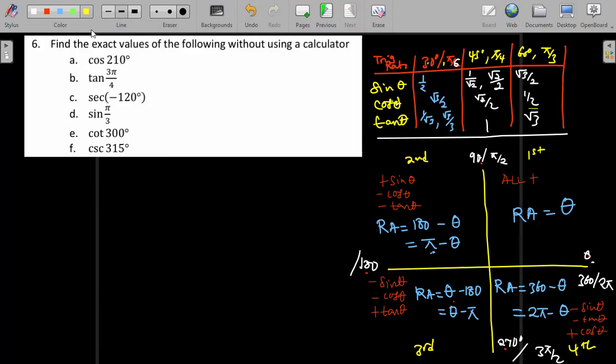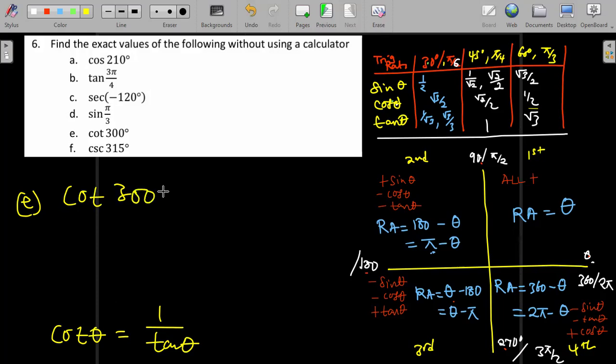What about E? So E, we have cot. So cot theta is the same as 1 over tan theta. Okay, so this is cot 300. So let's write it in terms of tan. So it will be 1 over tan 300.